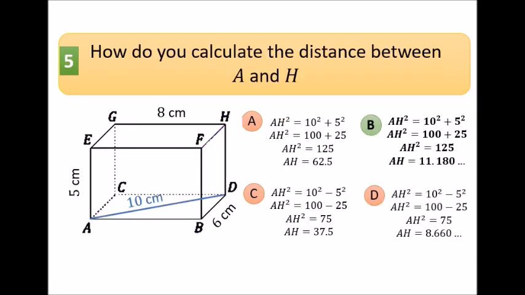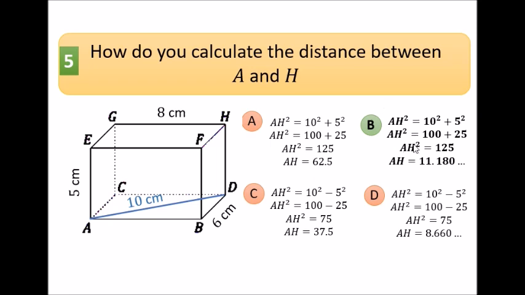Question 5. How would we actually calculate it? Well, AH, using Pythagoras theory, AH squared is equal to 10 squared plus 5 squared. And it's worth noting that using Pythagoras theory, you may come across a squared plus b squared equals c squared, or c squared equals a squared plus b squared. Now either of those can work, it doesn't matter which one of those you use.